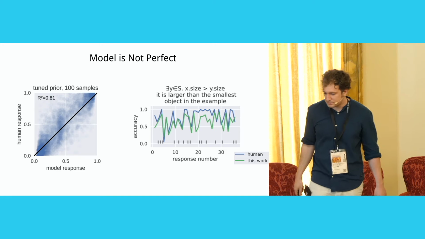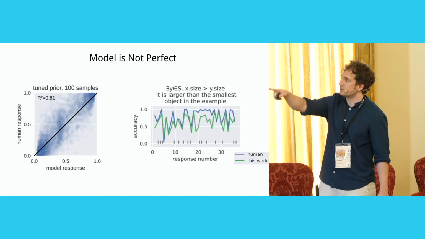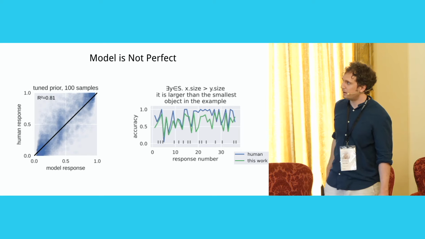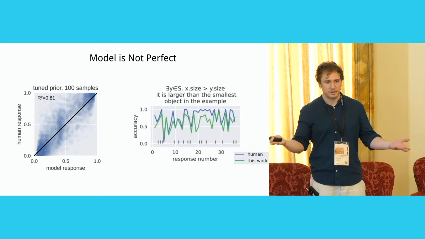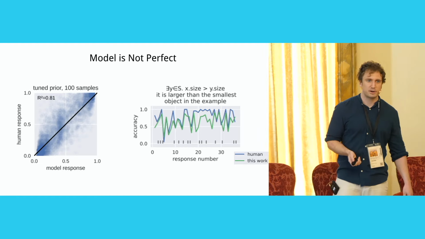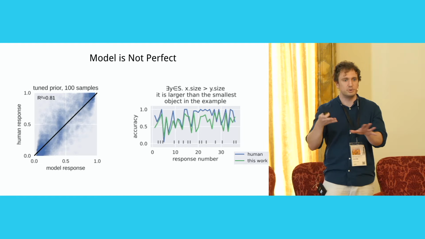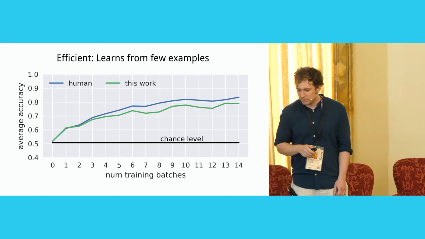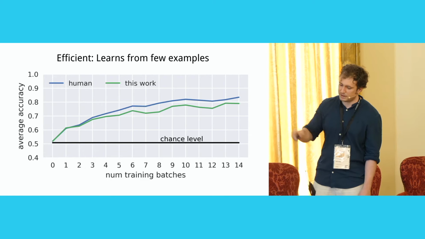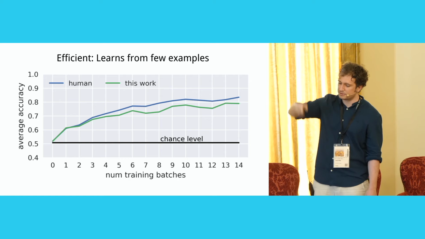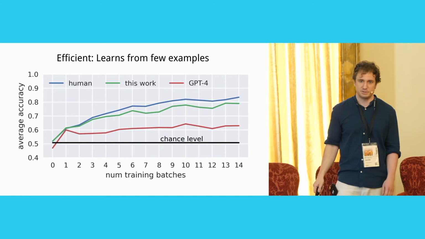So it's not perfect. In general, it actually, on average, slightly underperforms humans. So here's an example of that underperformance. But across hundreds of different concepts, it does a pretty good job at predicting roughly what humans are going to do. And importantly, it's about as sample efficient as people.